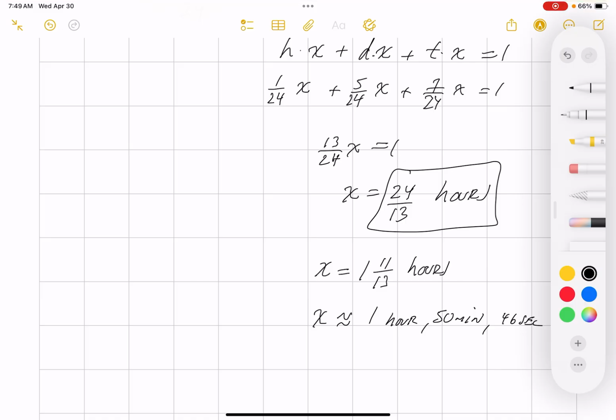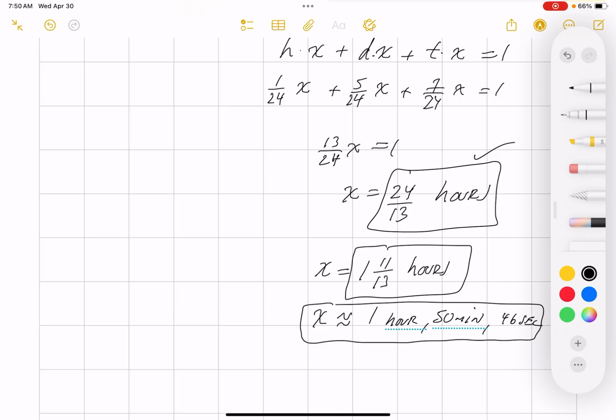And again, that's done through arithmetic if you want to do that. Again, this answer is fine. This answer is fine. And if you want an approximate answer in hours, minutes, and seconds, this one's fine.